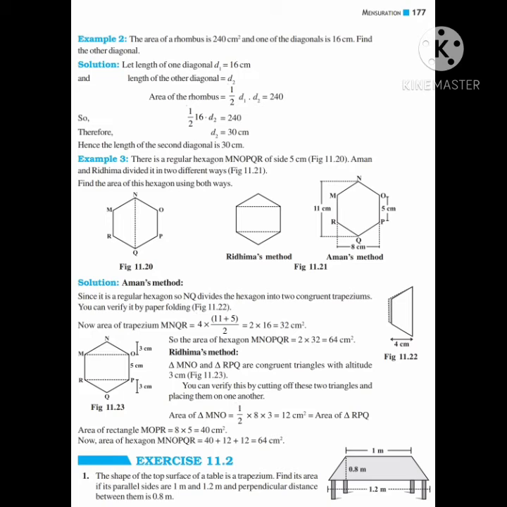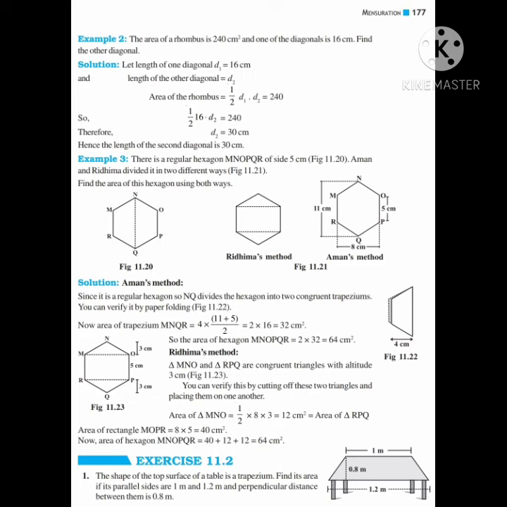Now let us divide exercise 11.2 into two parts. Look at exercise 11.2 first sum. The shape of the top surface of a table is a trapezium. Find its area if parallel sides are 1 meter and 1.2 meter and perpendicular distance between them is 0.8 meter.